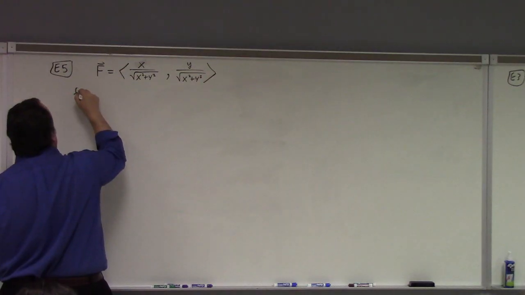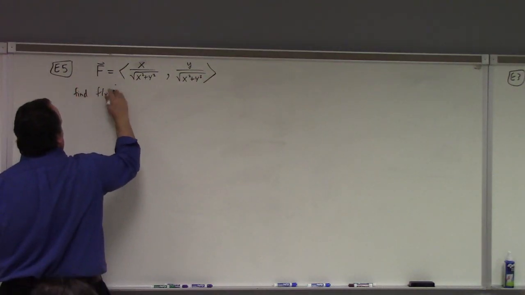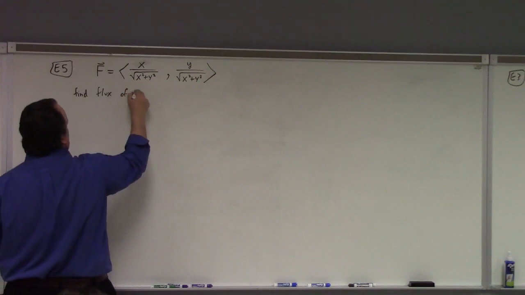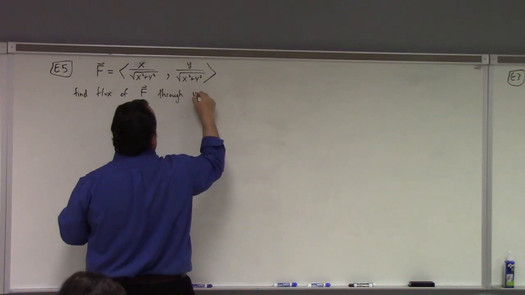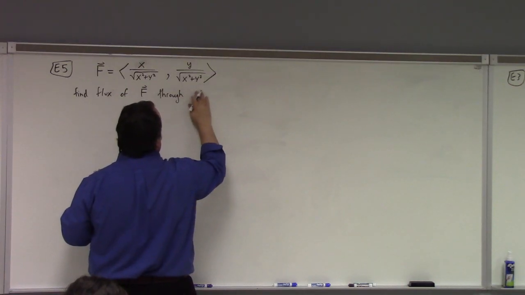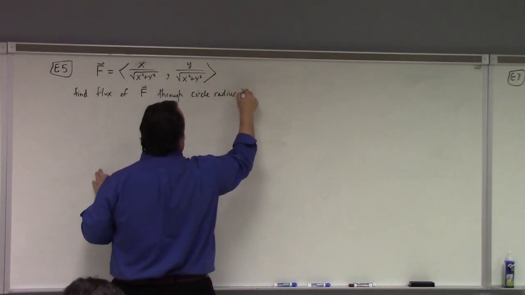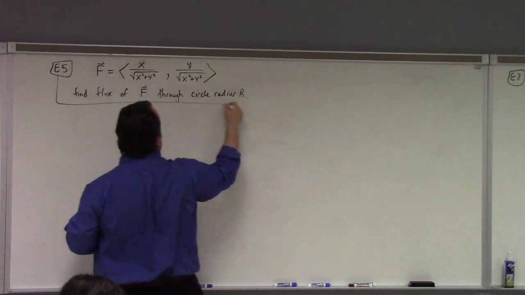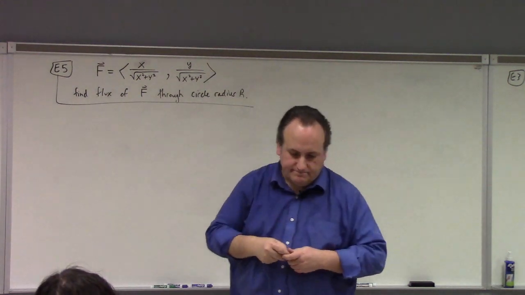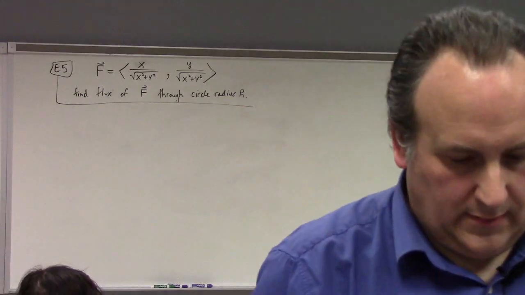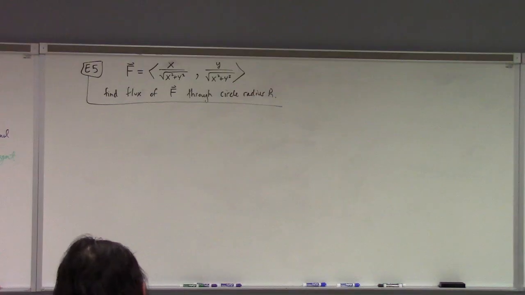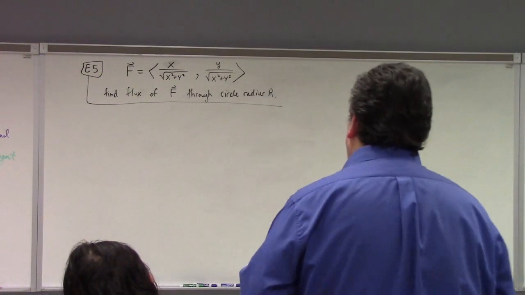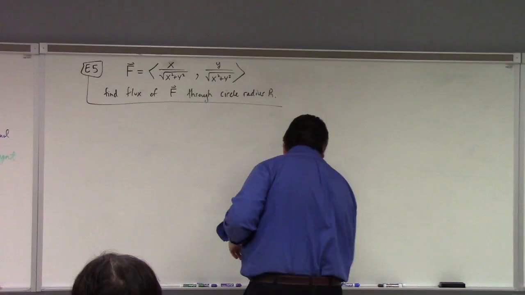Let's find the flux of F through the unit circle. Oh, let's not do the unit circle, so boring. Let's do a circle of radius r. Let's see if we can do that. So you see, we have just figured out that this amounts to calculating the line integral, not of the vector field, right? Of what, though?